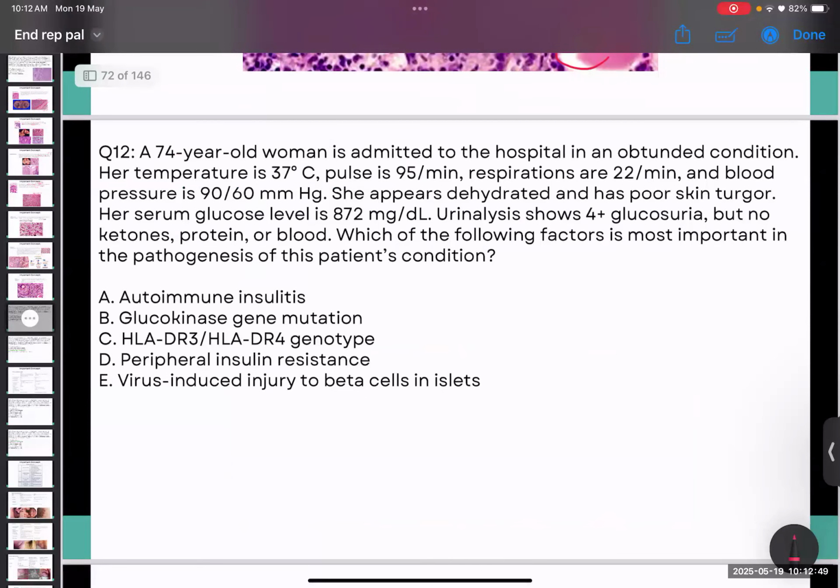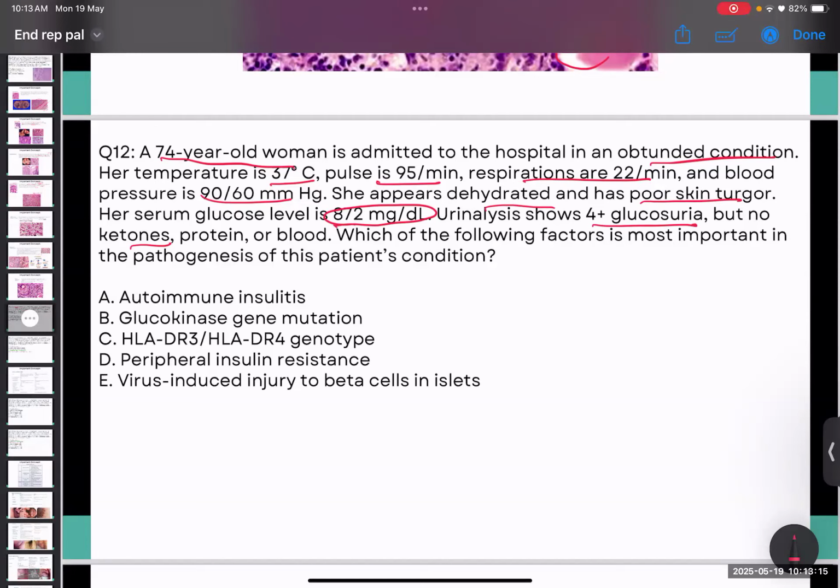Now, moving on to question number 12. Here we have a 74-year-old woman. She's admitted to the hospital in an obtunded condition. Her temperature is 37, pulse is 95, respirations are 22, blood pressure is 90/60. She appears dehydrated, poor skin turgor. Serum glucose levels are massively high, 872. Urine analysis shows plus for glucosuria, but no ketones, protein, or blood. Which of the following factors is most important in the pathogenesis of the patient's condition?